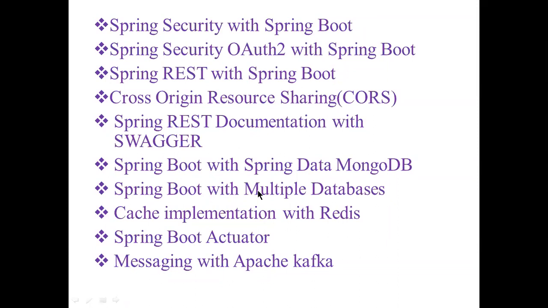Then how can we increase the performance of an application by implementing cache? So we have a Redis cache, so we are going to use Redis cache. Of course, we have other caches also like EH cache, J cache, we have Ninja. So different ones are there, but I'm going to use Redis. Redis is comparatively more popular in Spring Boot applications. The cache implementation with Redis.